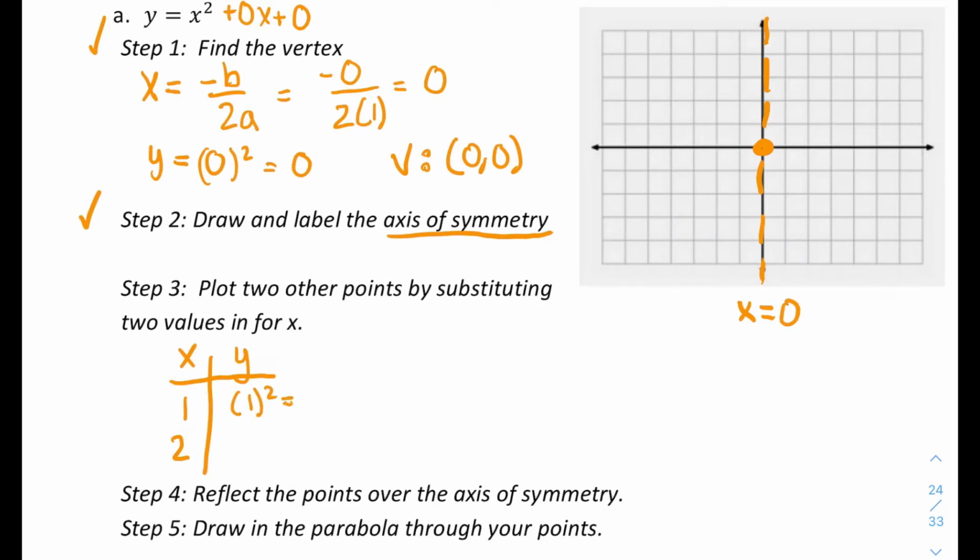Let's do 1 and 2. 1 squared is 1. 2 squared is 4. So if we plot those, that's half of our parabola. We can reflect them over our axis of symmetry to get the other half. So just count out the same distance away from your axis of symmetry and then connect it. So there's y equals x squared.